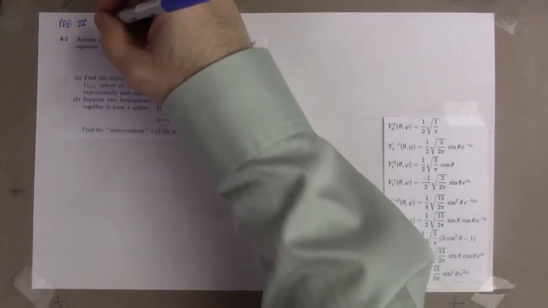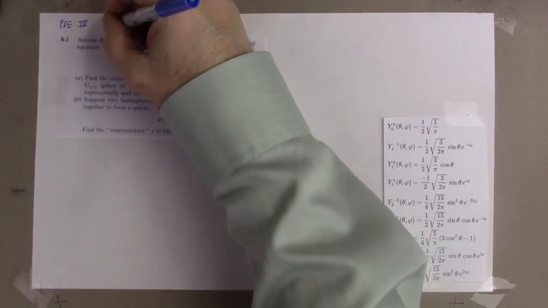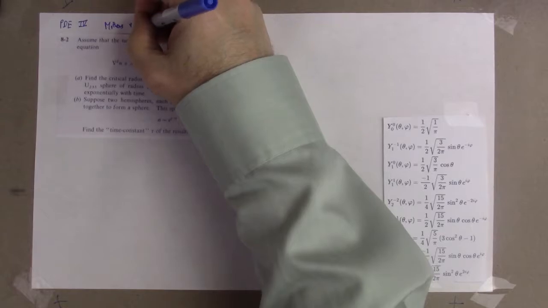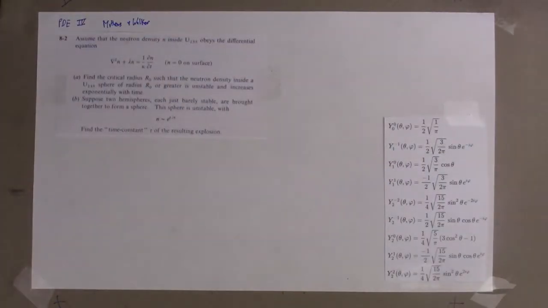Welcome back to the fourth video on partial differential equations. And in this video we're going to do problem 8.2 from Mathews and Walker, Mathematical Methods of Physics. So I'll read the problem real quickly.